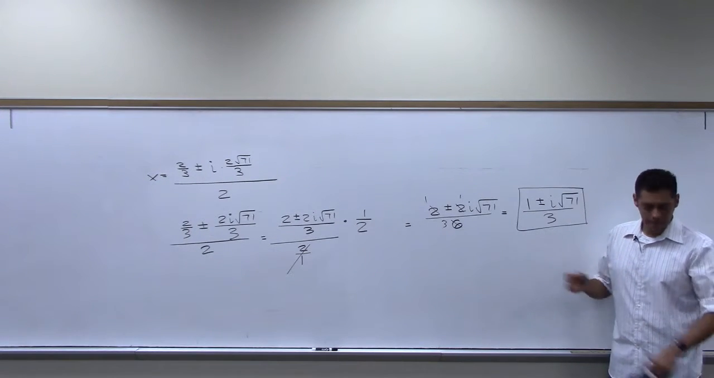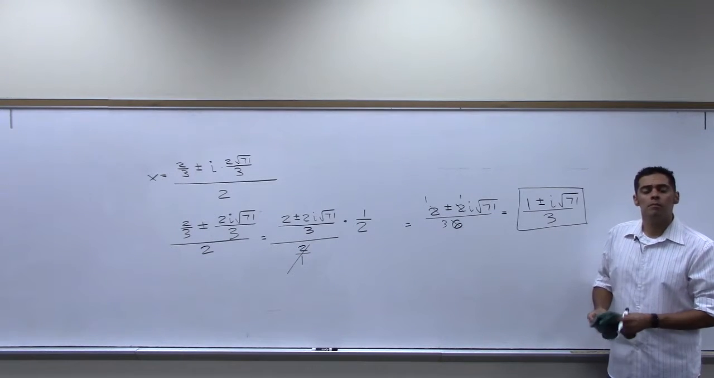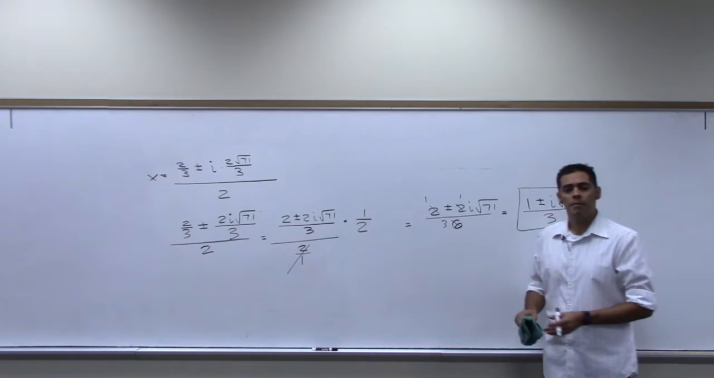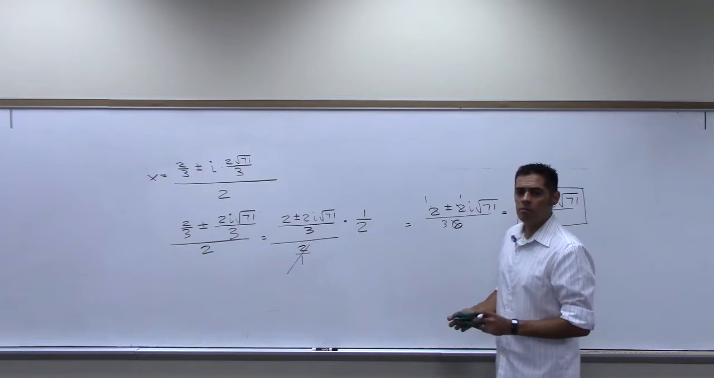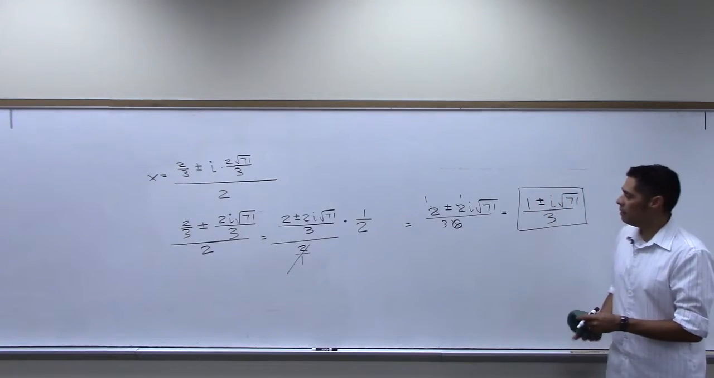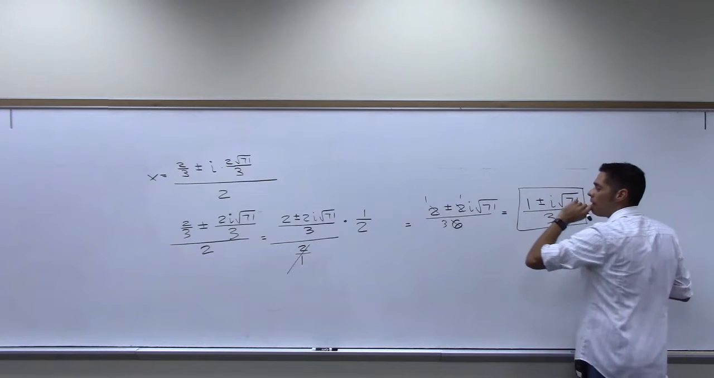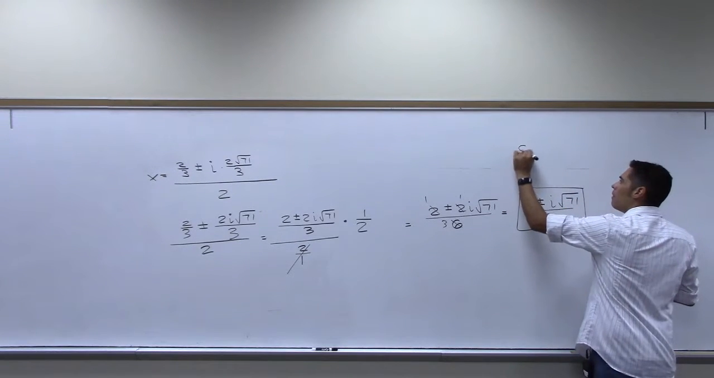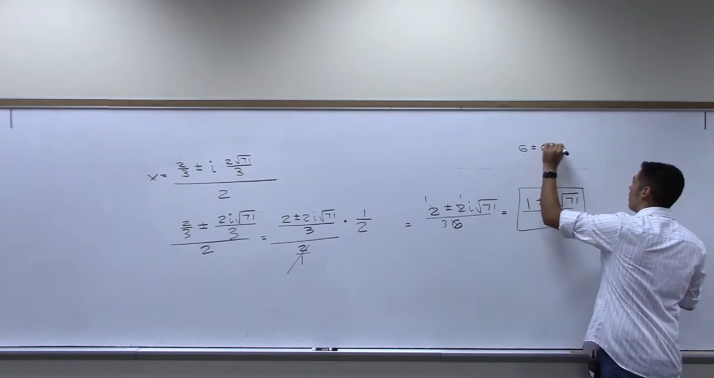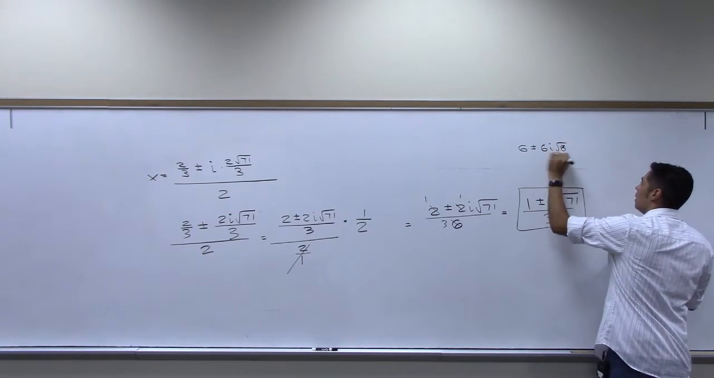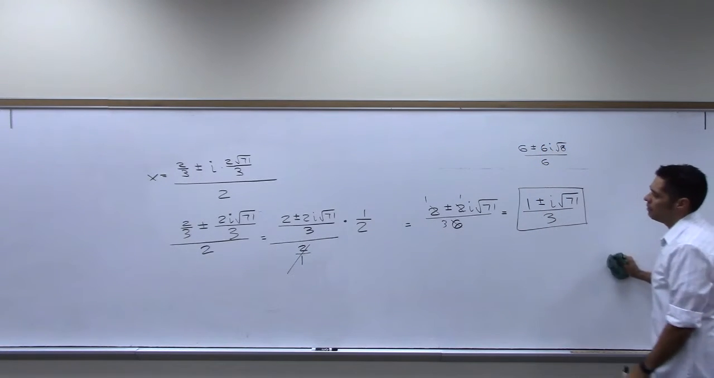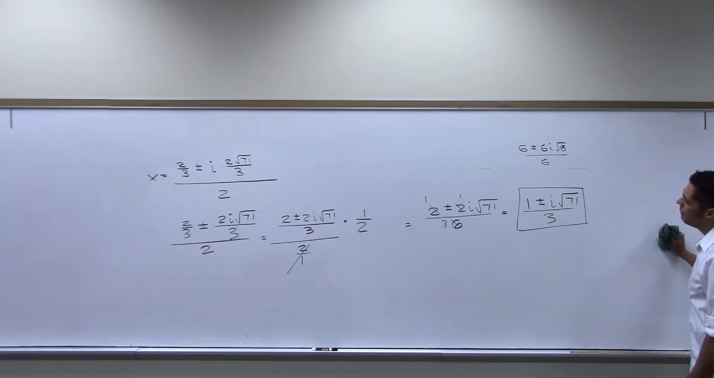Yes? I cleared the fractions, multiplying everything by 3 like you said at the beginning. I got a different answer. Do you want to tell me what you got? After I got the 6, I ended up with 6 plus minus 6i square root 8 over 6. Square root of 8? Yeah, something's off there.